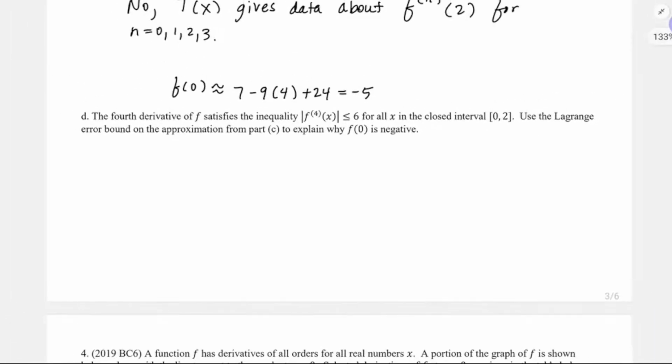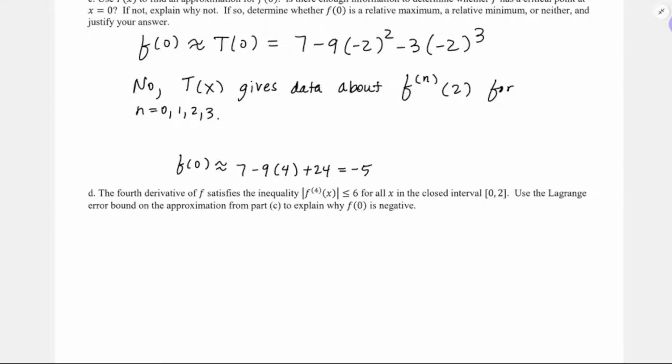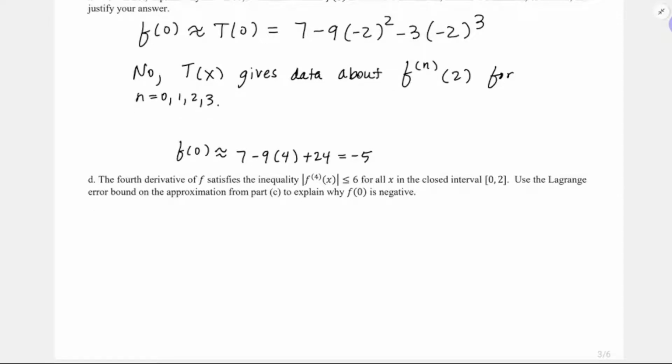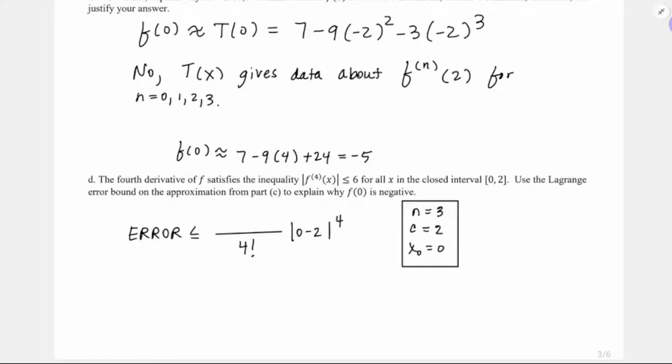Okay, Lagrange error bound from the approximation from part C. We have that maximum derivative that we need. We're going to plug in that 6 in the numerator. So we're going to start off with error is less than or equal to, because we always do that. There's going to be a fraction. We used a third degree polynomial, so the next term would have been the fourth power. So I'll put a fourth factorial, absolute value of something to the fourth. We plugged in x equals 0, and the Taylor polynomial was centered at x equals 2. So n equals 3. We use the third degree Taylor polynomial centered at x equals 2 to approximate at x equals 0. I have to always put that information off to the side. And then the numerator is just going to be that 6 here.